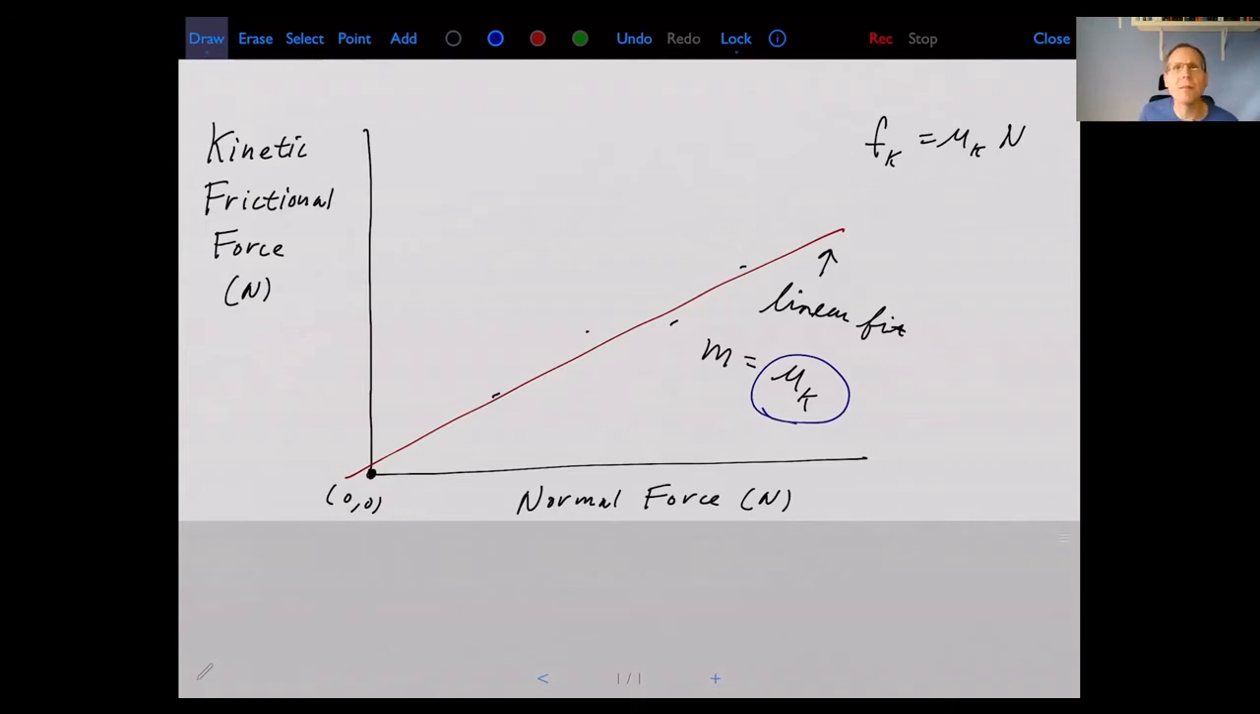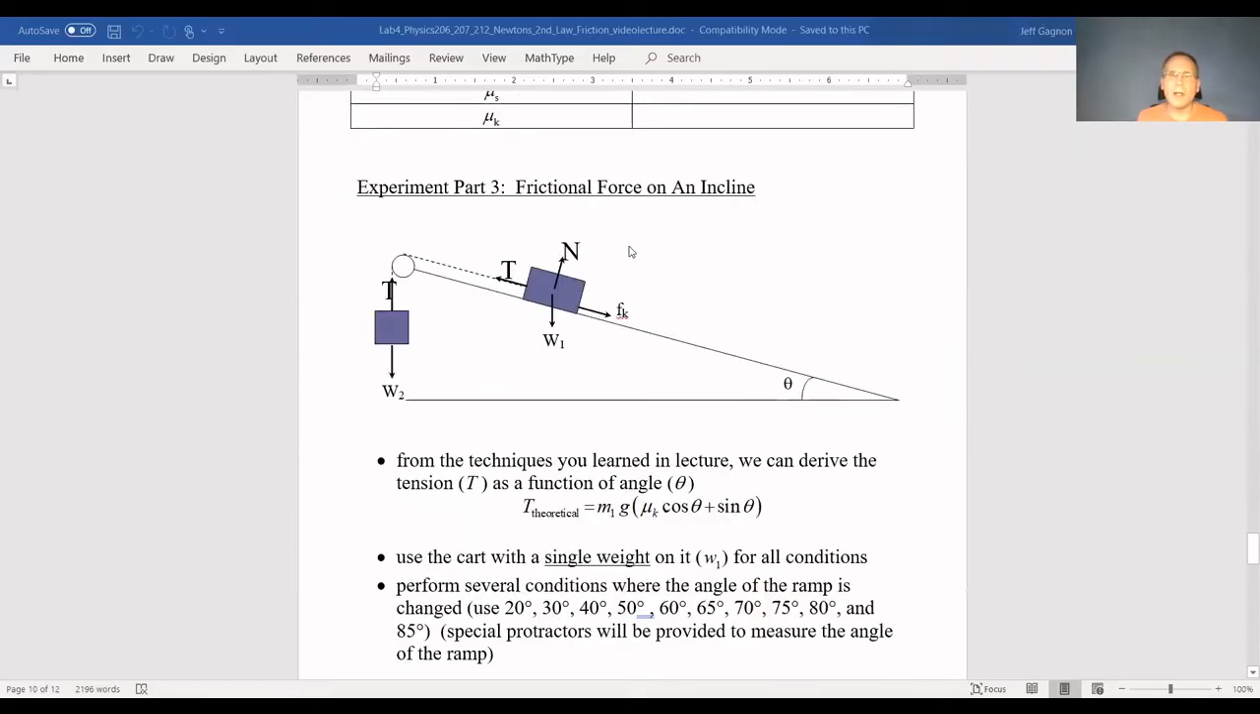Great. Continue watching. There's one other part where we're going to look at the frictional force when the cart is on an incline. Okay.